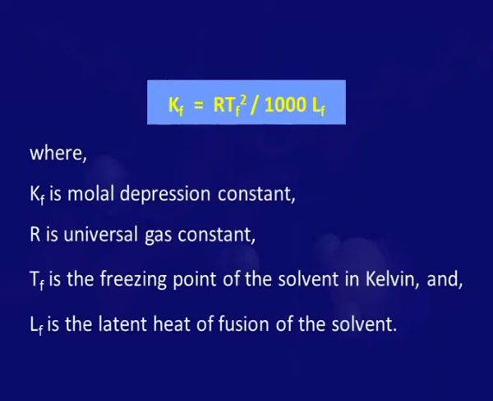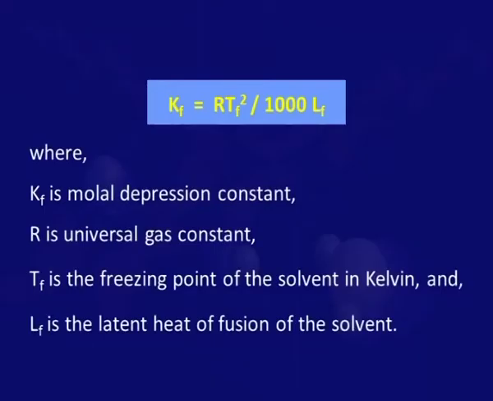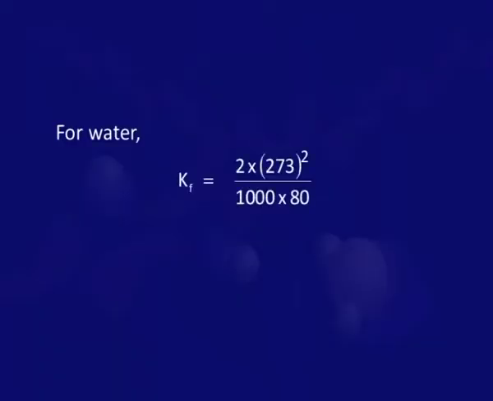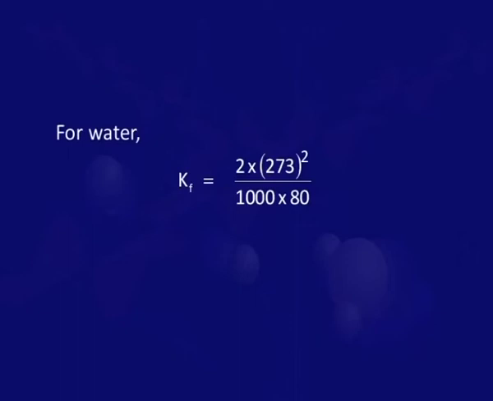You must remember that the units of R and Lf must be similar. If you are using R in calories per Kelvin per mole, the units of Lf, that is latent heat of fusion, must also be in calories per gram. For water, the freezing point of water is 273 Kelvin. Hence, putting all the values in the expression, Kf is equal to 2 into 273 whole square upon 1000 into 80. 80 is the latent heat of fusion of water in calories per gram. Kf for water will come out to be 1.86 Kelvin kg per mole.